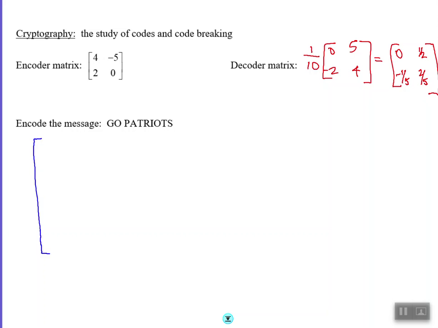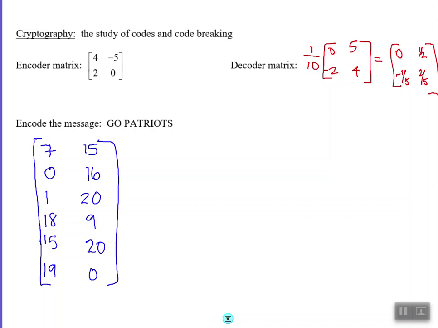So first, G is the 7th letter of the alphabet. O is the 15th. Then we have a space, so that's 0. P is the 16th letter of the alphabet. A is the 1st. T is the 20th. R is the 18th. I is the 9th. O is the 15th. T is the 20th. And S is the 19th. Since I need one more letter, I'm going to go ahead and put a space again.